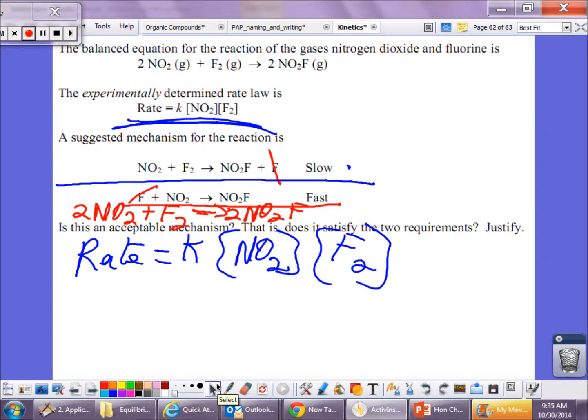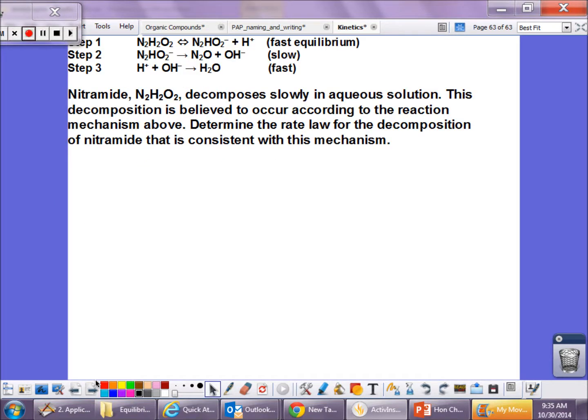Let me see if there is one page. Oh, this is the last one. I promise. It says 63. All right, this is step 1. This is step 2. This is step 3. Nitramide decomposes slowly in aqueous solution. This decomposition is believed to occur according to the reaction mechanism above. Determine the rate law for the decomposition of nitramide that is consistent with this mechanism.